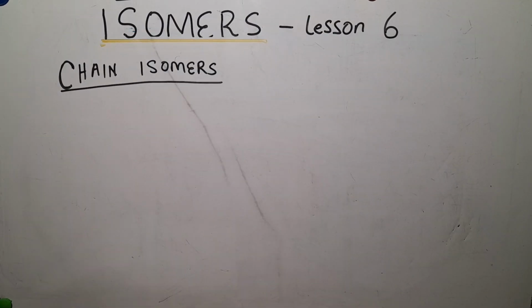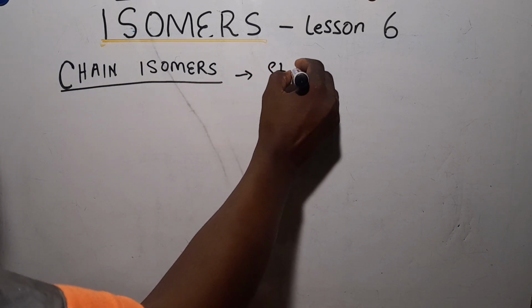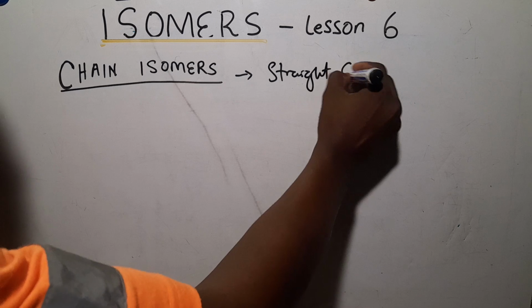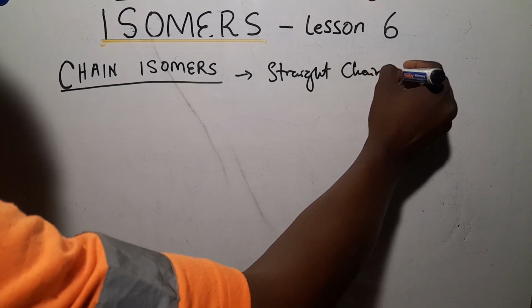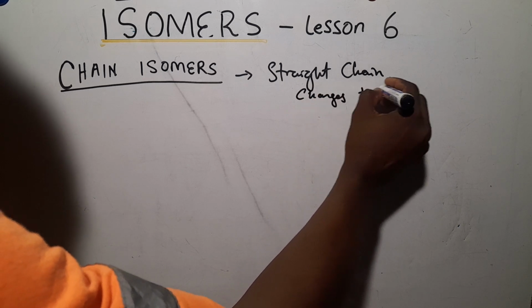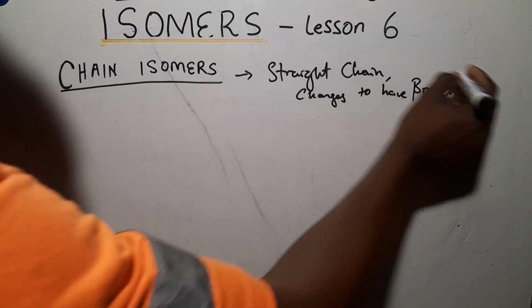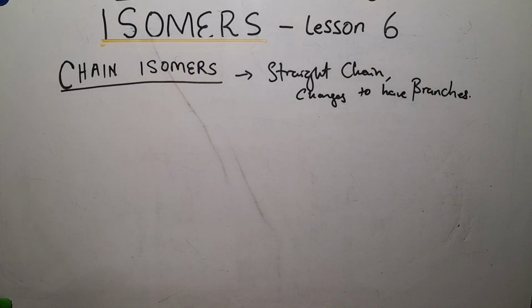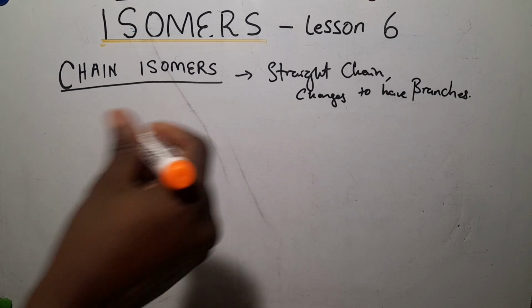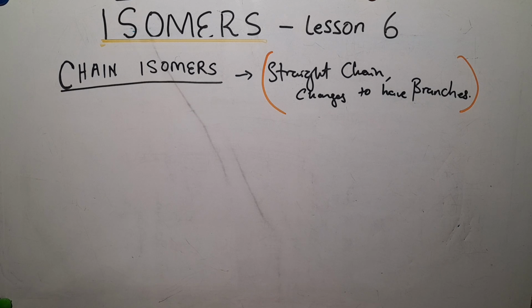Chain isomers happen when a straight chain changes to have branches. That's how these chain isomers happen. Basically, that's what happens, right? When the straight chain changes to have branches. So I'll draw a couple of examples here and we'll go through them, right?